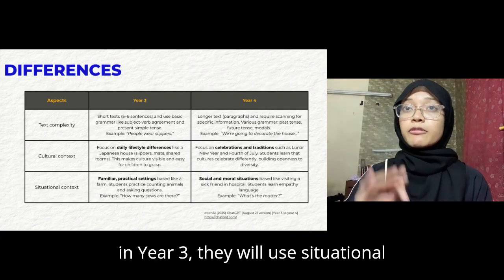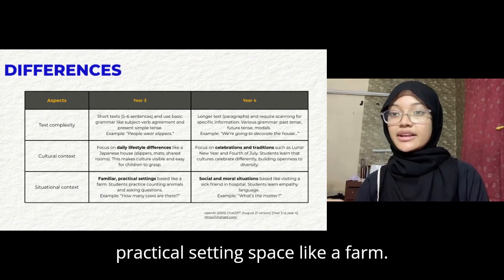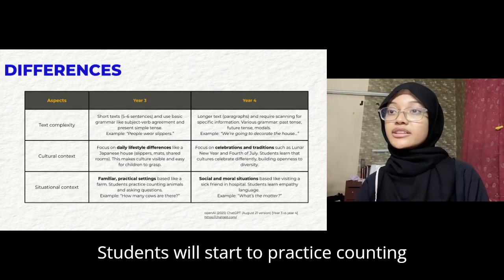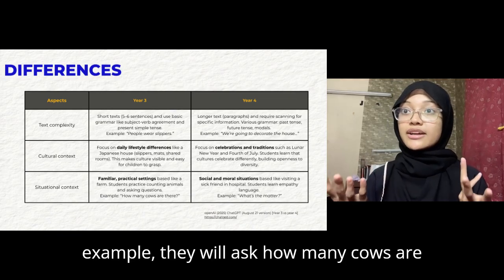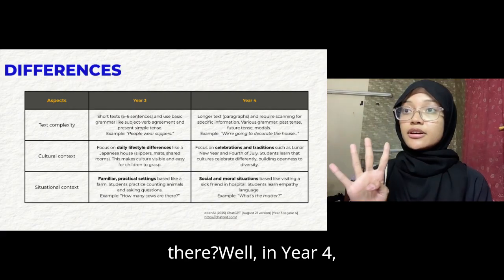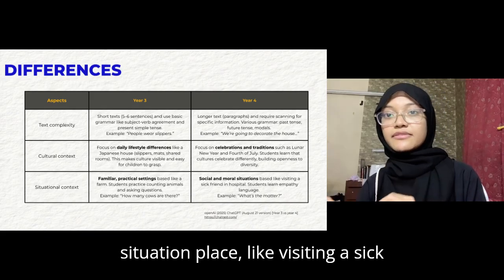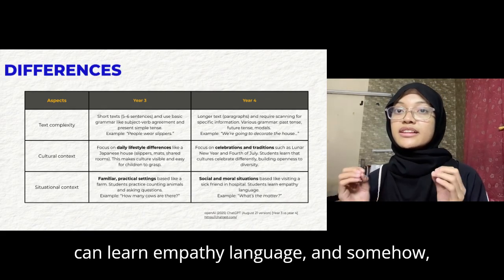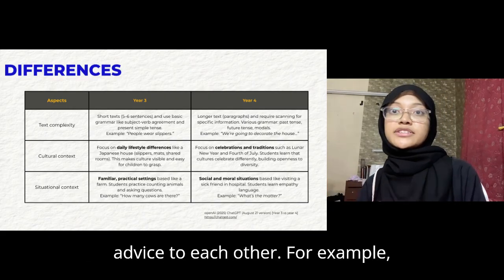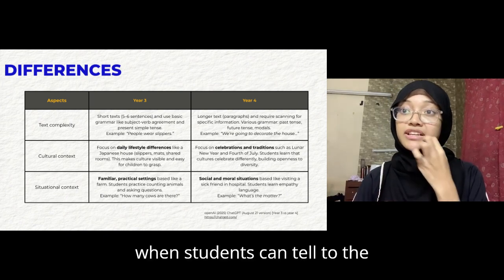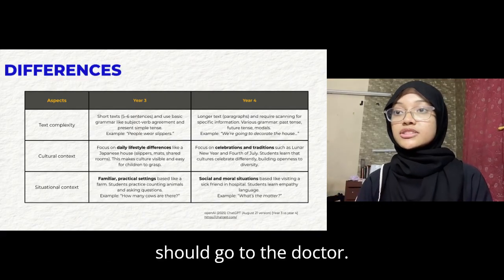Well, in year 3, they will use situational context like a familiar practical setting like a farm. Students will start to practice counting animals and asking questions. For example, they will ask, how many cows are there? While in year 4, they will use social and moral situation based contexts, like visiting a sick friend in a hospital. This way, students can learn empathy language, and somehow they will start to know how to give advice to each other. For example, when students can tell the other, like, what's the matter? Or you should go to the doctor.